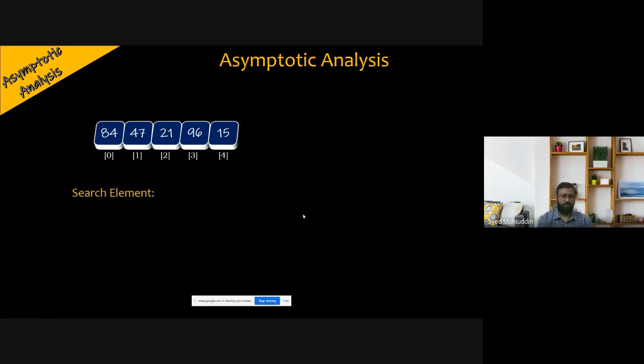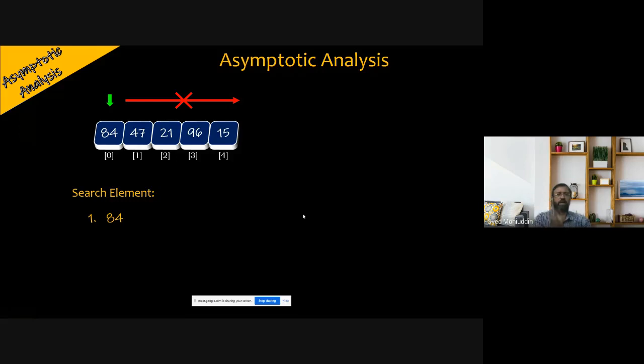Now here, let us consider the search element is 84 itself. Search element is 84. It's the key I'm trying to search. I'll start from the first element. I found the element in my collection. I found 84. It's found. Now, do I have to search the entire rest of the array? There is no need for me to search. So I started from the first element and found that element in the collection.